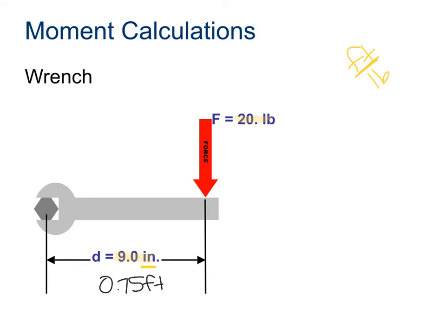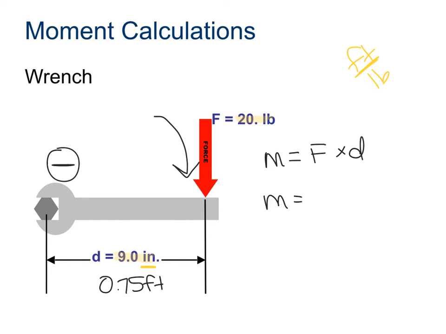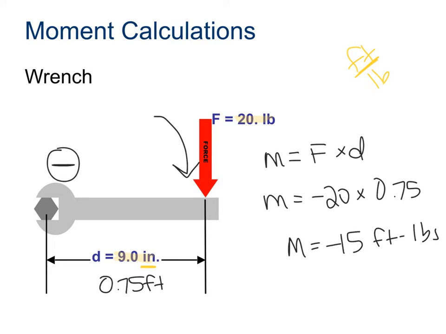So the first step is I need to figure out, is my force positive or is my force negative? So if it is pushing down in a clockwise direction, we said that that was a negative force. So the moment equals the force times the distance. Moment equals a negative 20 pounds times 0.75 feet. So my moment is negative 15 foot-pounds, or 15 foot-pounds clockwise.